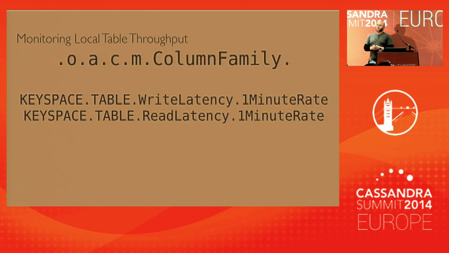Now, there's not going to be too many surprises here. If you're writing at RF3, there's going to be 3 times as many writes happening per node. But it's sometimes useful to have a look at it and say, hey, look, nodes are actually doing 50,000 writes per second. That's kind of nice.